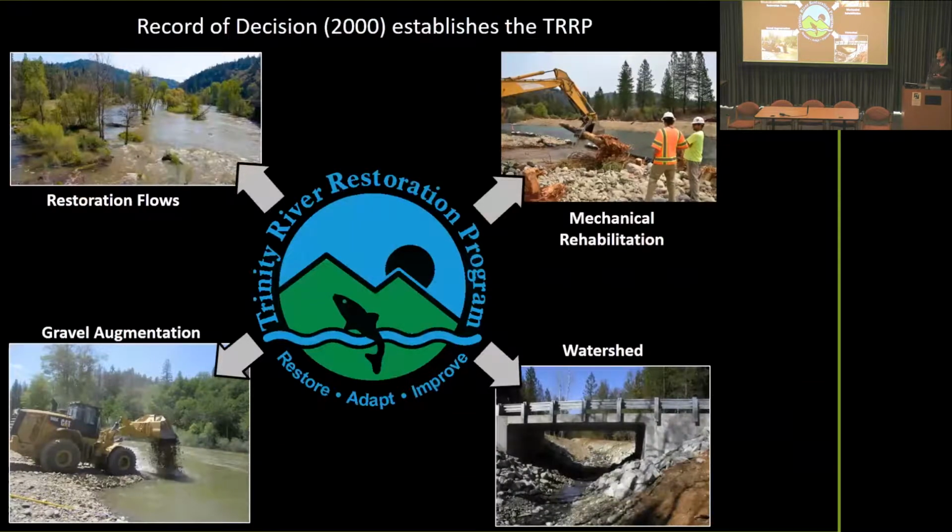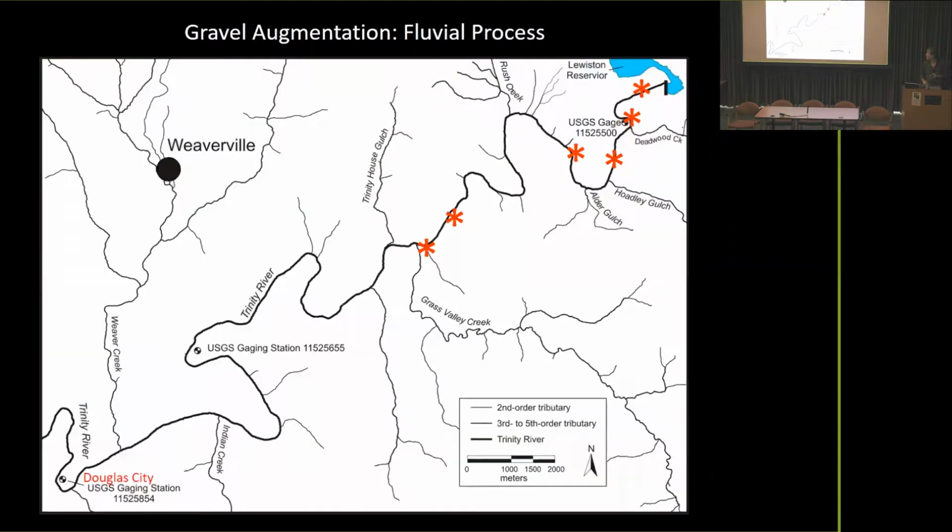In 2000, the Secretary of Interior signed the Record of Decision and established the Trinity program as it is today. And it includes these 4 facets. We've got mechanical restoration, where we try to build habitat and get the river so it can be more dynamic. There's restoration flows, the E-flows that we're talking about, and there's gravel augmentation. There's also some watershed work to try to control that sand coming from the tributaries. That's pretty well taken care of these days. We don't have all that sand anymore.